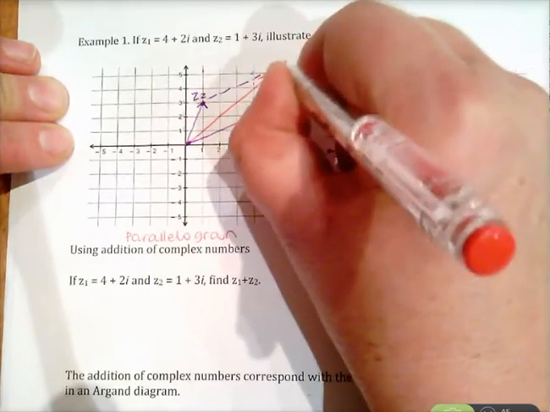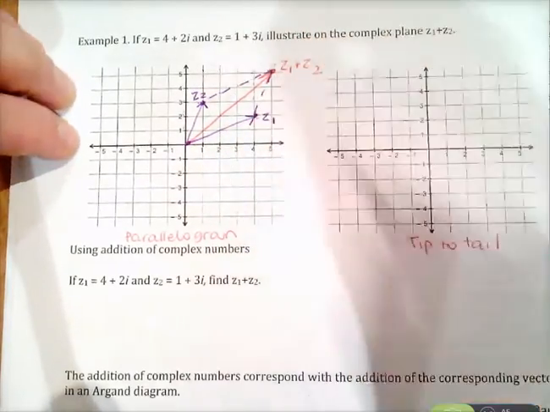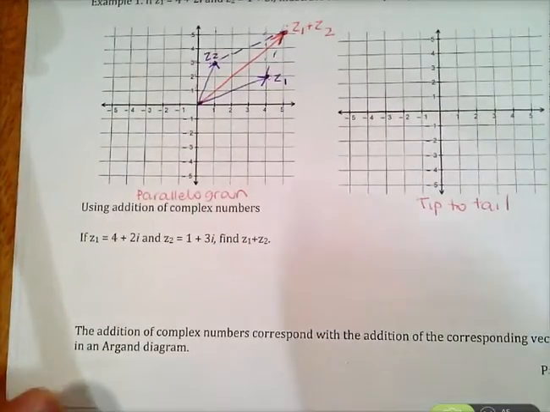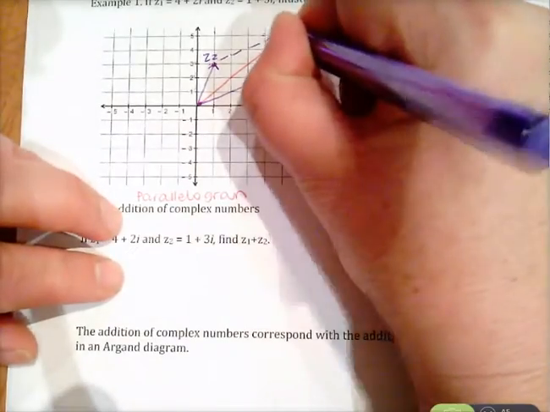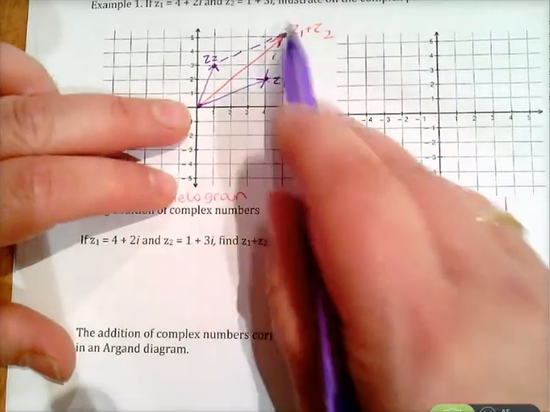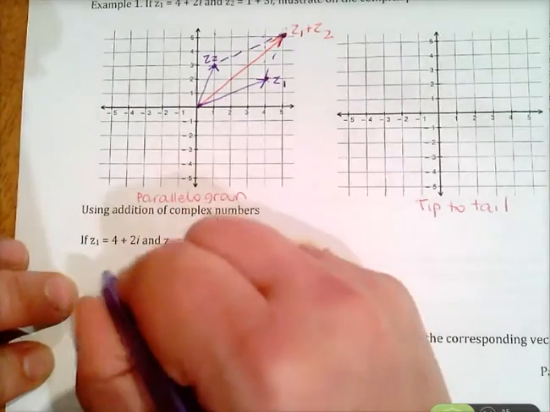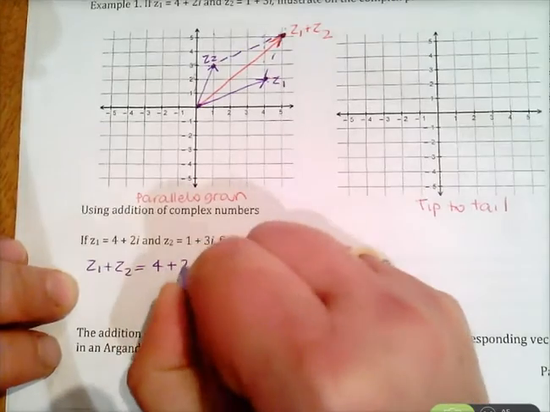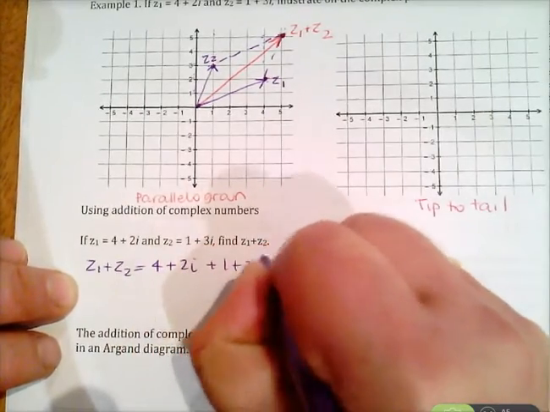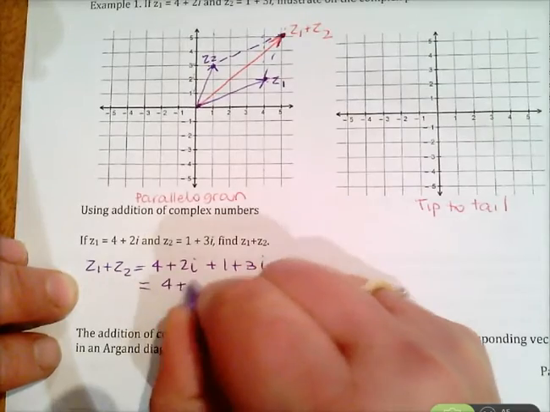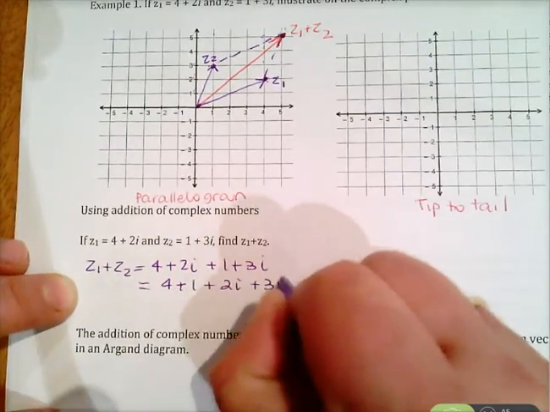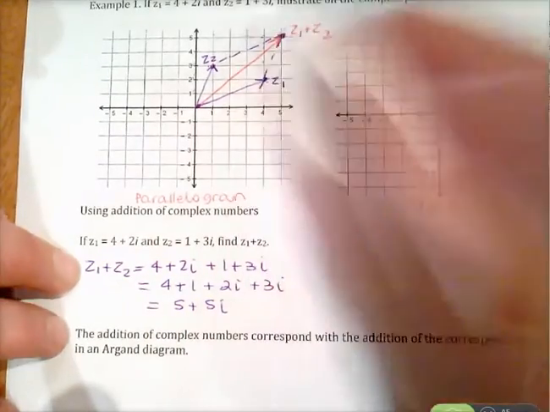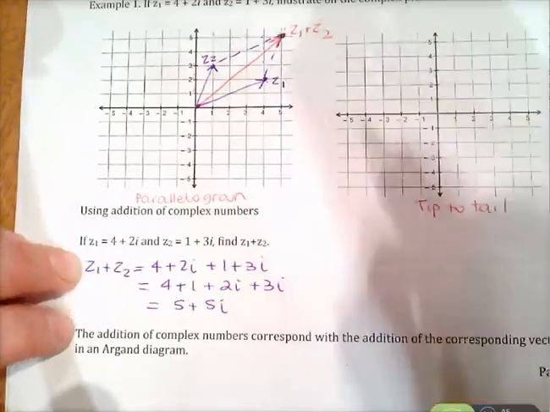resultant point here is z1 plus z2. So now if we look at this, z1 plus z2 is basically this point here, which looks to be 5 plus 5i. Now let's add these two together. So z1 plus z2 is 4 plus 2i plus 1 plus 3i, which is 4 plus 1 plus 2i plus 3i, which is 5 plus 5i, which is where this resultant point is, or where our resultant vector ends.